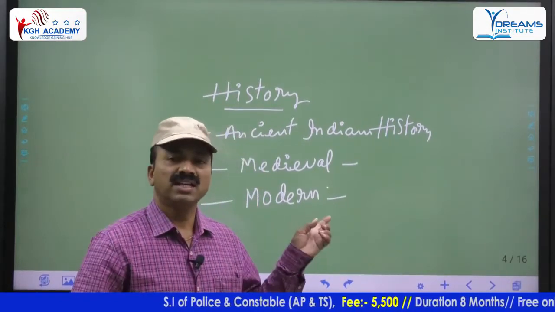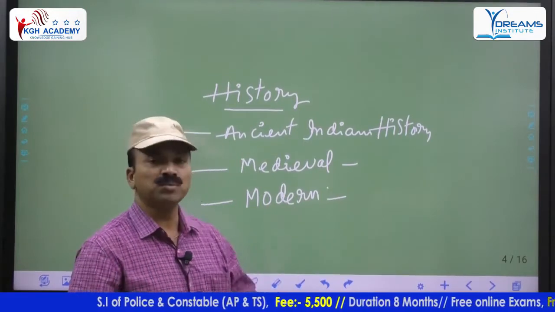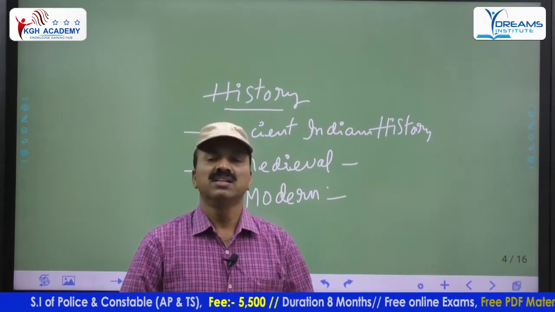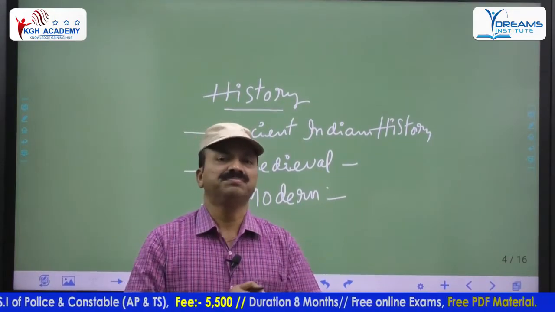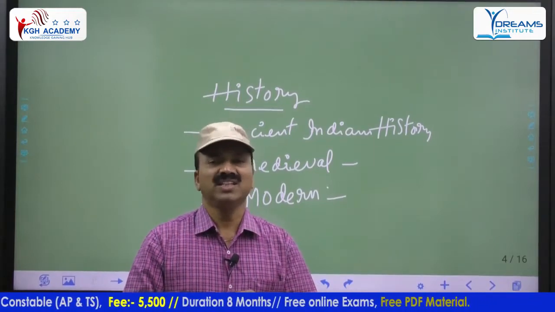Especially in modern history only. Then the 1857 revolt. How did this 1857 revolt take place? That's also one of the important areas in modern history. Okay. After the 1857 revolt, we have to see the Indian national movement.